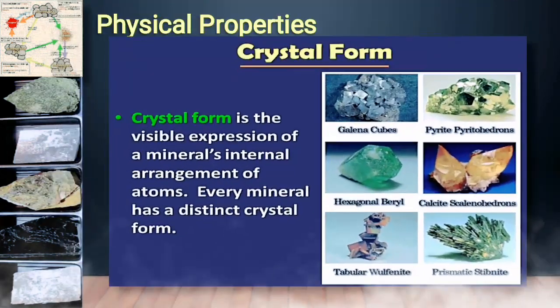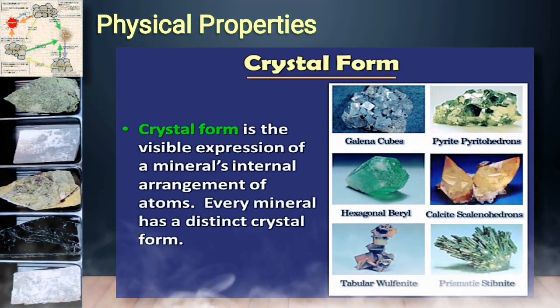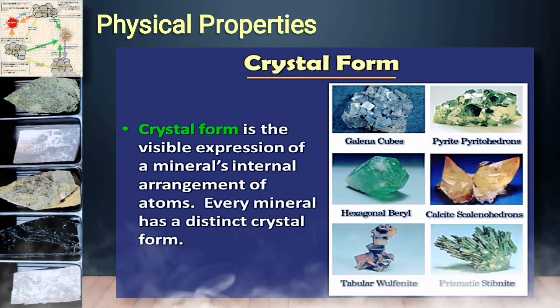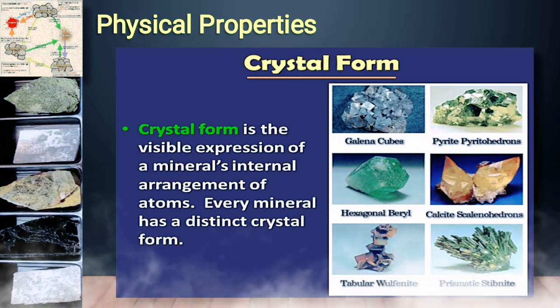Next, crystal form. All minerals are crystalline, but only some have the opportunity to exhibit the shapes of their crystals or their crystal form. Crystal form is the visible expression of a mineral's internal arrangement of atoms. Every mineral has a distinct crystal form. And these are some examples of crystal shapes and forms.